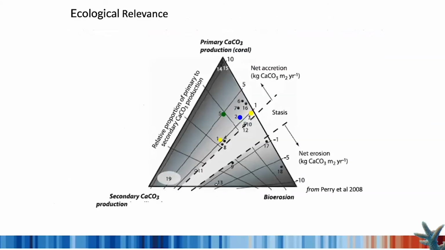This is just a graphic of how most reefs in the Caribbean and actually the world are right above the stasis level. So what is a reef? It's when net accretion exceeds net erosion, you get the formation of a reef.